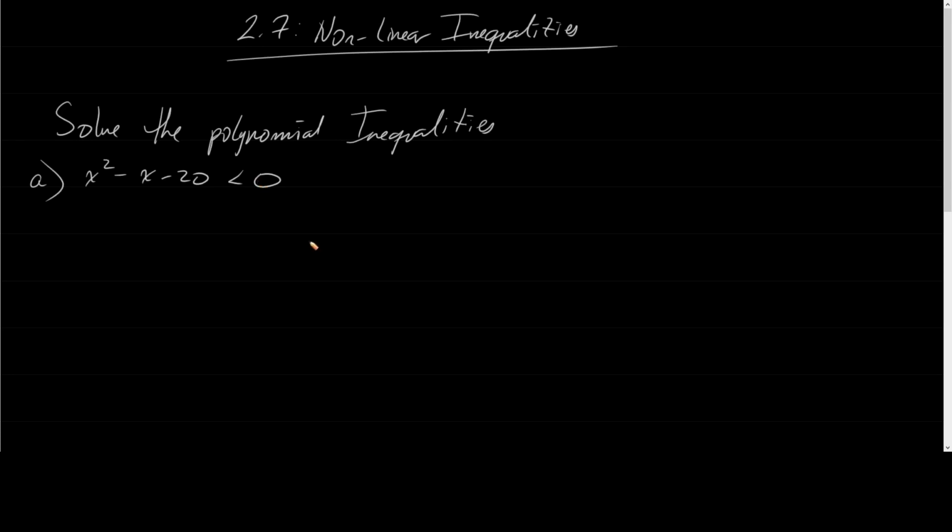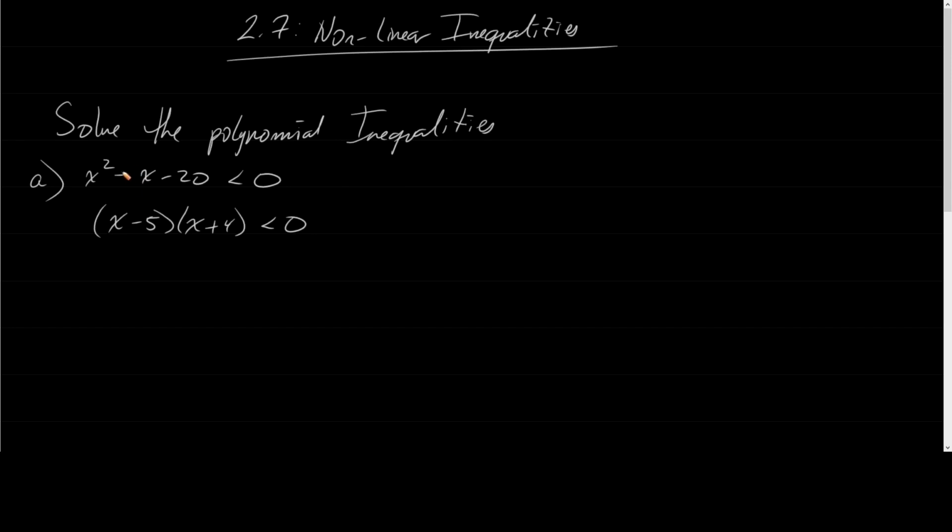All right, so in here, we're going to start this off as if it was just a regular equation, rather than an inequality. And by that I mean, well, let's see. Let's first factor this. It's going to be x minus 5 times x plus 4, right? Because negative 5 times 4 is negative 20, and negative 5 plus 4 is negative 1.